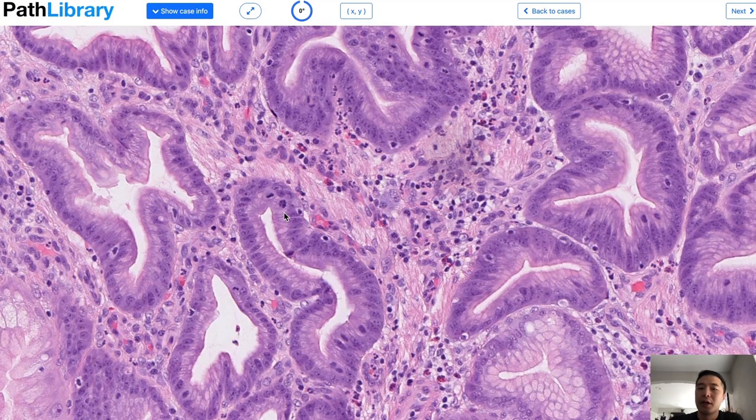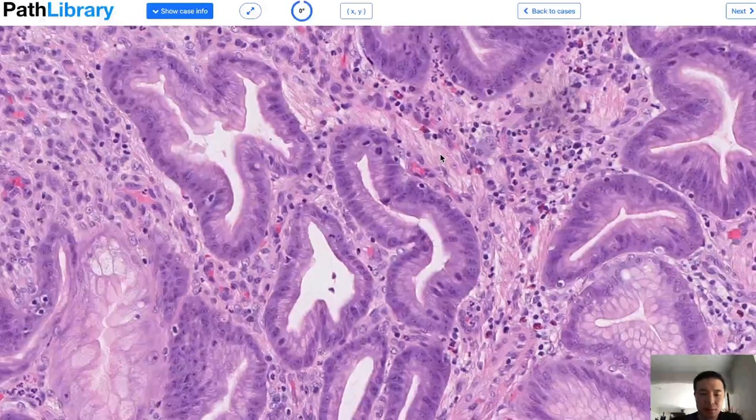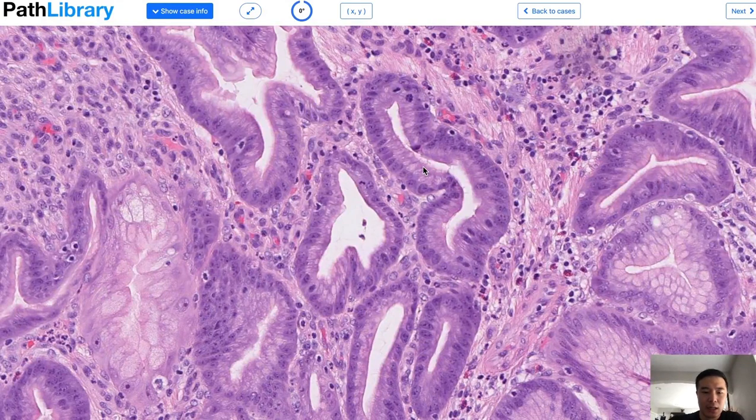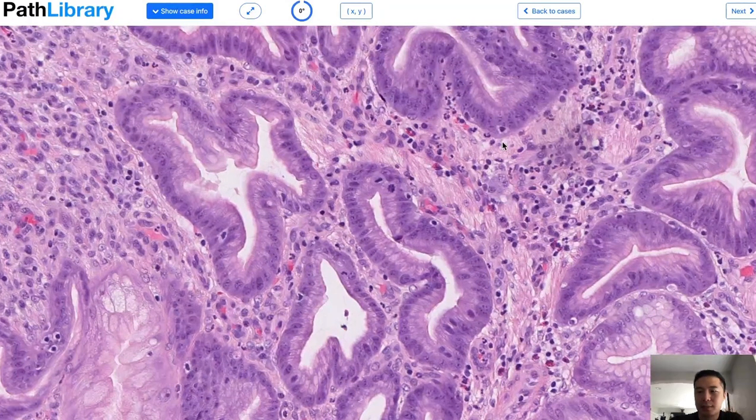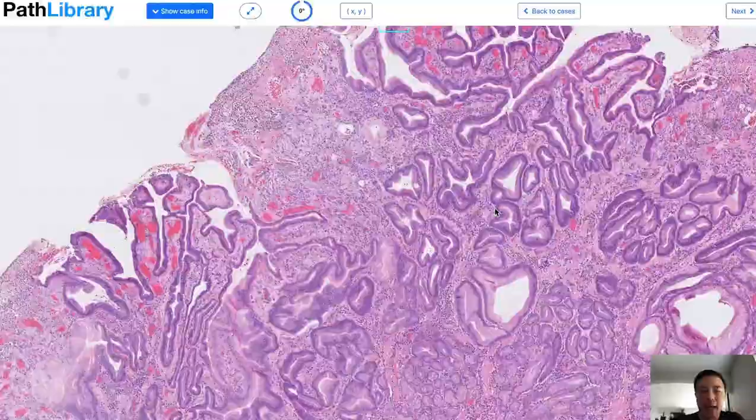But what else do you see? You see in the lamina propria there are mixed inflammation, including acute inflammation. And that's for sure going to cause reactive changes, right? Your foveolar cells aren't happy.